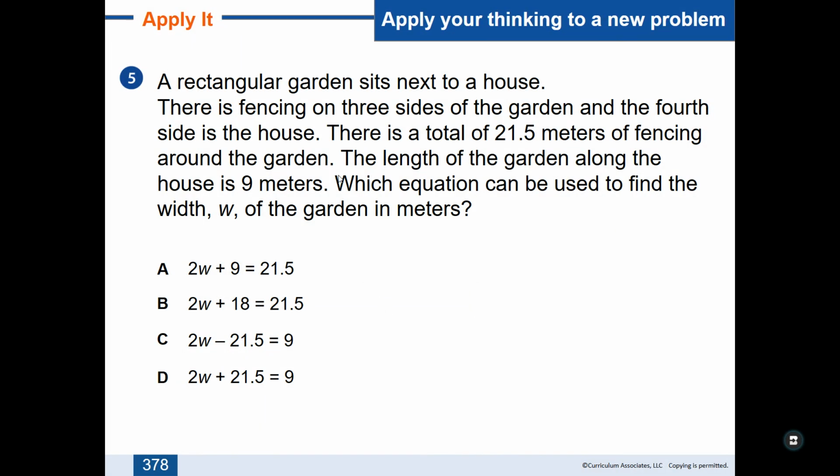So with our fence, which equation can be used to find the width of the garden? So we have W plus 9 plus W. 3 sides. W plus 9 plus W. So W plus W is 2W plus our 9, and that has to equal the 21.5. So it's A.